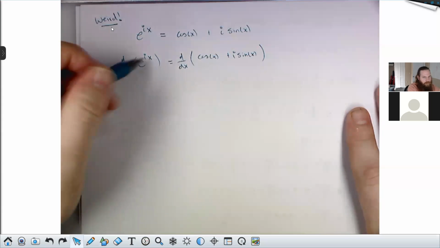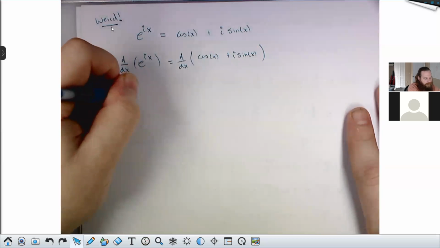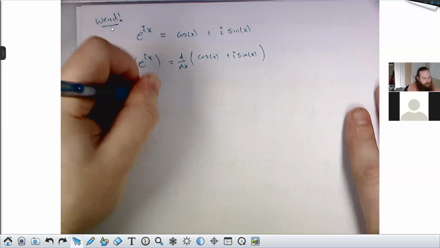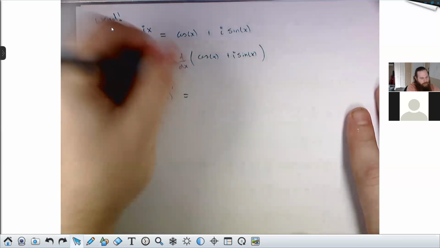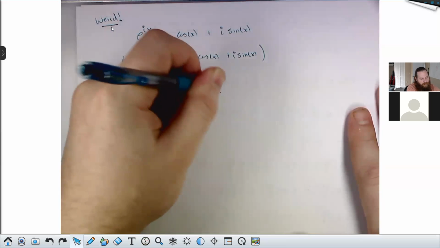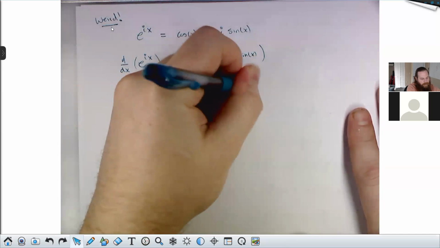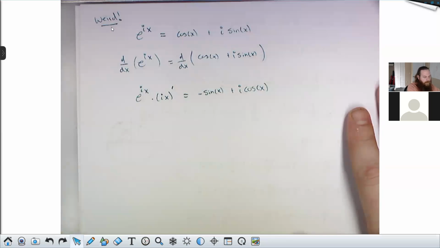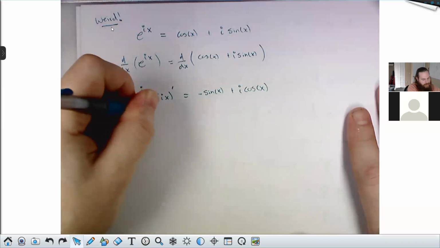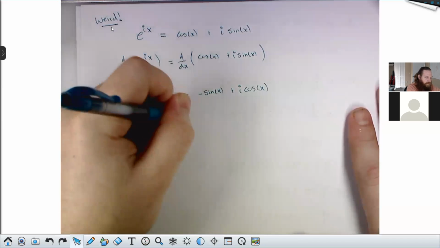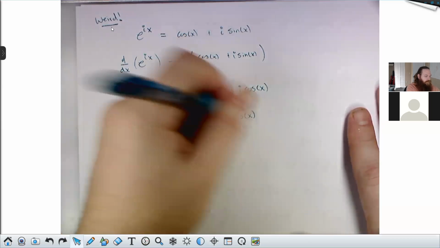Because the left-hand side here is a chain rule derivative. i is a constant, so the derivative of e to the ix is e to the ix times the derivative of ix. And over here, the derivative of cosine is negative sine x, plus, again, i is a constant, so the derivative of i sine x is i cos x. The derivative of ix is just i, so this is i times e to the ix, and that is negative sine x plus i cos x.